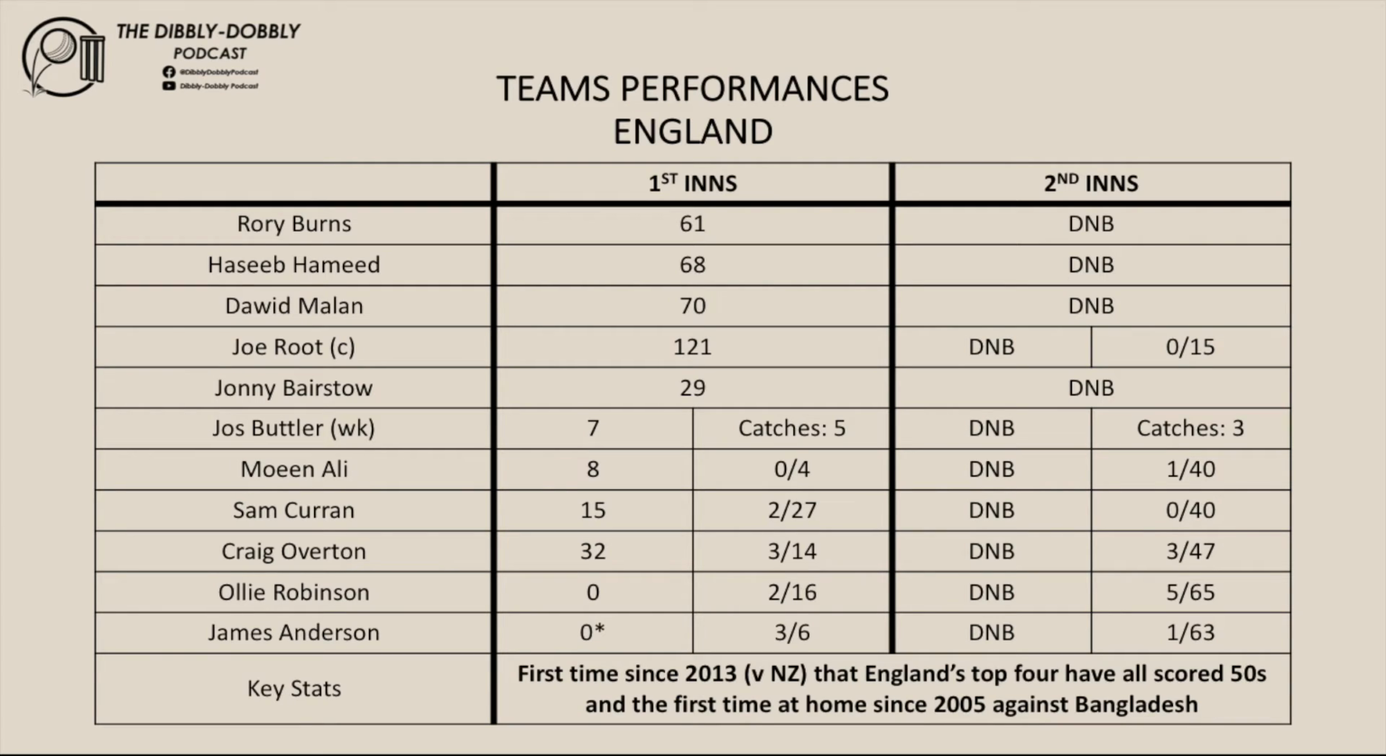Now, Sam Curran was a bit disappointing, I should say. Only took 2 wickets in this match. Moeen Ali took 1 wicket, but really, it was mainly Anderson, Robinson and Overton who did most of the damage for England in this test match. So overall, their bowling was well. Their bowling was magnificent, as I said before, and a lot of good signs for their bowling going forward for the rest of the series.